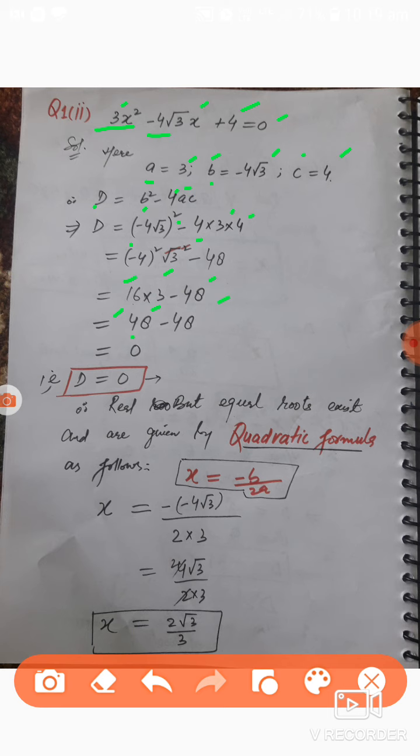Then 16 3s are 48, minus 48 means 0, that is, the discriminant comes out to be 0, that is, b square minus 4ac comes out to be equal to 0. When D is equal to 0, then we know that the roots are equal and real, and are given by the quadratic formula. Now we will calculate the roots of the given equation, which are real and equal, by the quadratic formula.